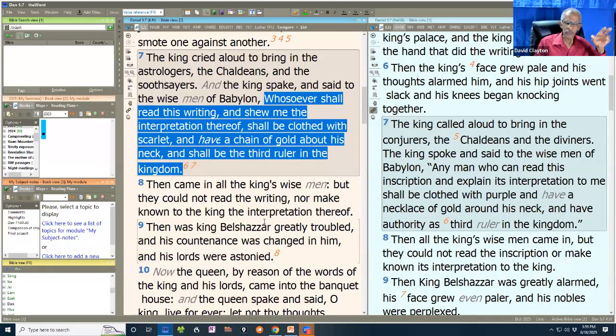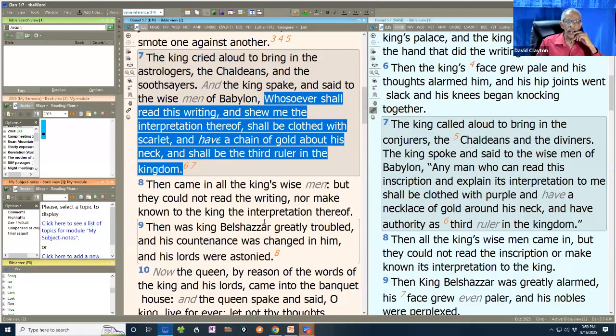I think that's what I read some time ago, but I'm mentioning it without putting it in stone because I need to go back and refresh my memory. But I think that's why he says Daniel will be the third ruler in the kingdom, because there are two kings already, probably Belshazzar's father and then Belshazzar. So he wanted to make Daniel number 3.